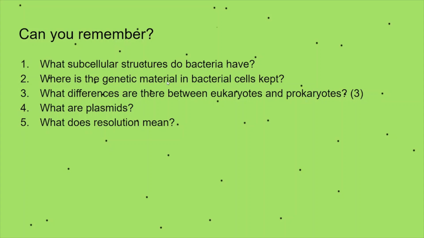The genetic material is floating freely in the nucleus as loops of DNA and plasmids. There's three differences. Eukaryotes are bigger. Eukaryotes have the genetic material contained in the nucleus, and eukaryotes are multicellular, whereas prokaryotes are single-celled organisms. Plasmids are small loops of DNA in bacteria cells that can replicate themselves. Resolution is the ability to distinguish between 2 points.